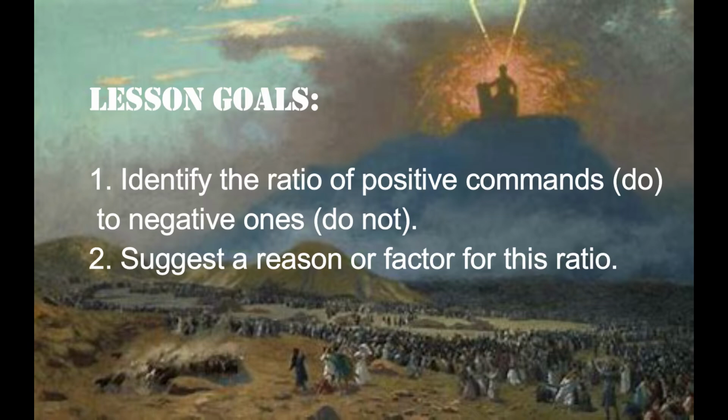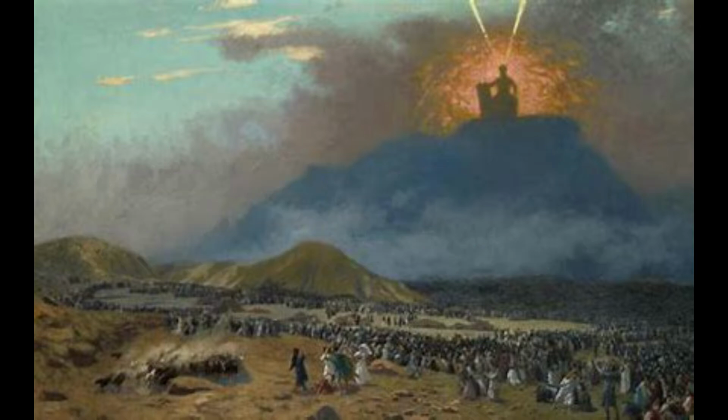So first, you should be able to identify the ratio of the positive commands, the ones that say do, to the negative ones, the ones that say do not. And then two, see if you can suggest a reason that it is given for these ratios, the numbers of one as opposed to the other. Those are at least two goals you should be able to ascertain in your study.